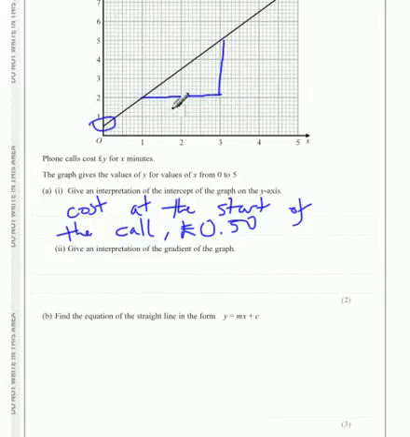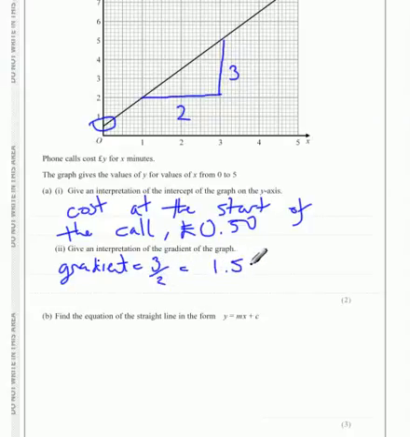So we can see we're going across 2 and we're going up by 3. So our gradient, doing our change in y divided by our change in x. 3 divided by 2 is 1.5 or £1.50. And that is the cost per minute. So it costs £1.50 per minute.